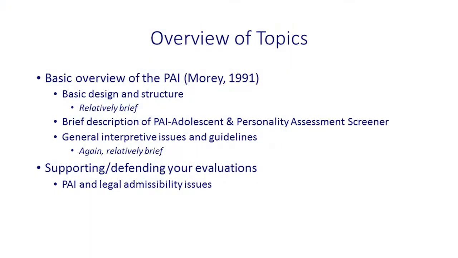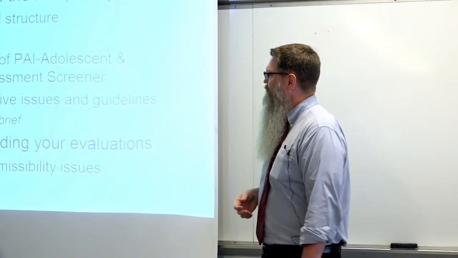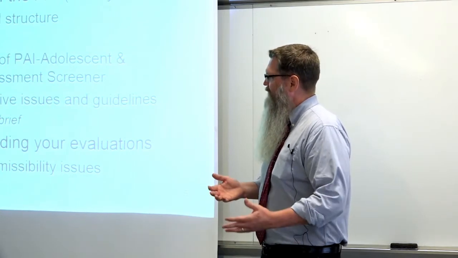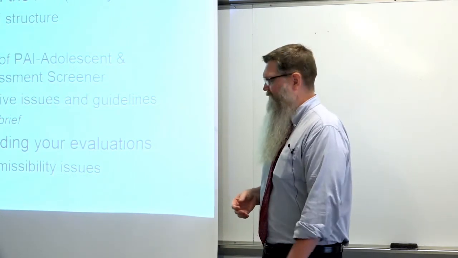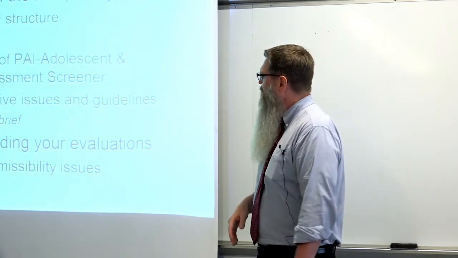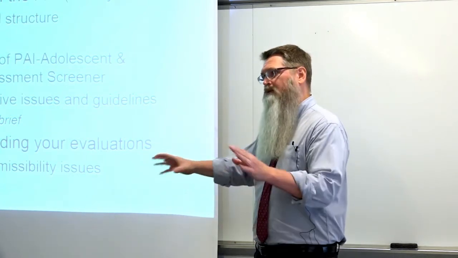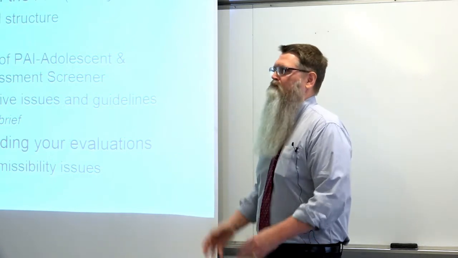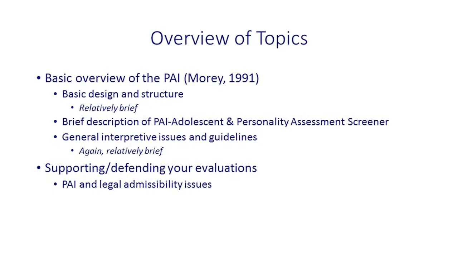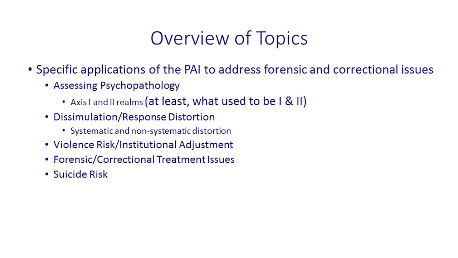We'll then get into interpretive guidelines for how to kind of make sense of what a PAI profile is and what it tells you about someone, kind of in a generic sense, before we get into a lot more specific details about interpretive information. And then we'll move into kind of more forensic issues about why should anybody be allowed to go into court and testify about anything related to the PAI in terms of psychological findings about somebody.